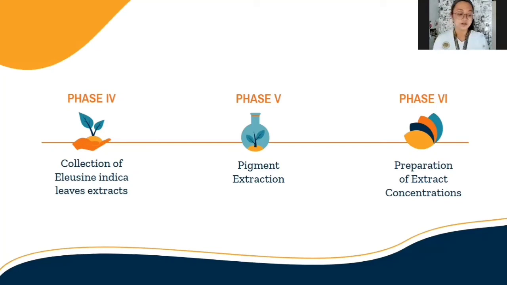We will now proceed with phase 6, which is the preparation of extract concentrations, where we will be using diluted hydrochloric acid with 25% leaves extract. Then we will use diluted hydrochloric acid with 50% leaves extract. Then diluted hydrochloric acid with 75% leaves extract. And then another solution where there is the 100% leaves extract.